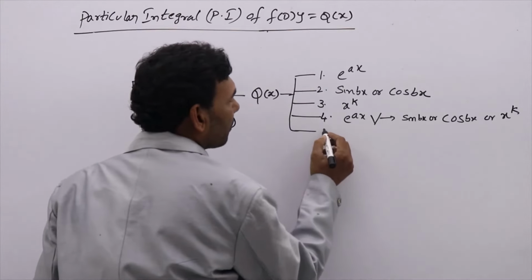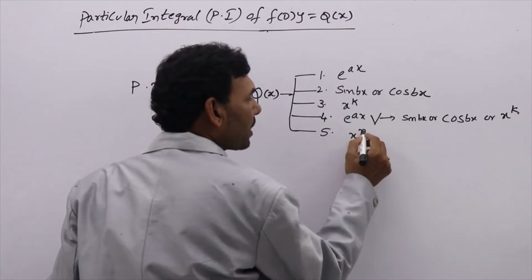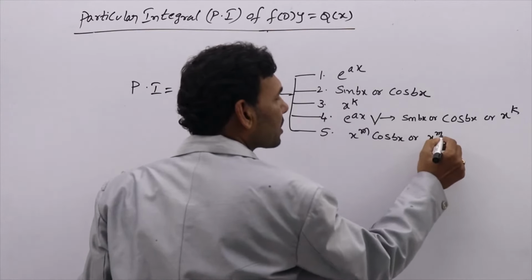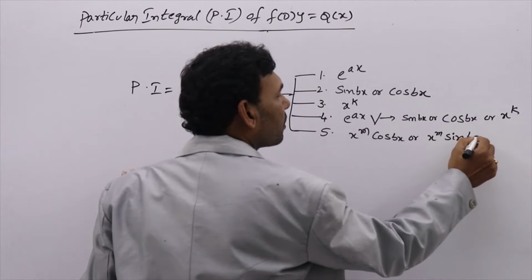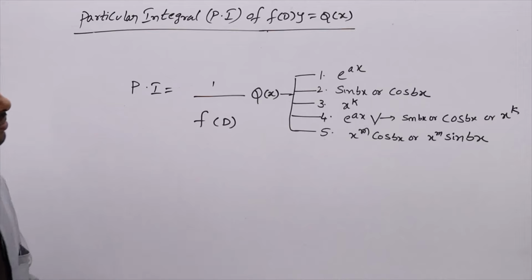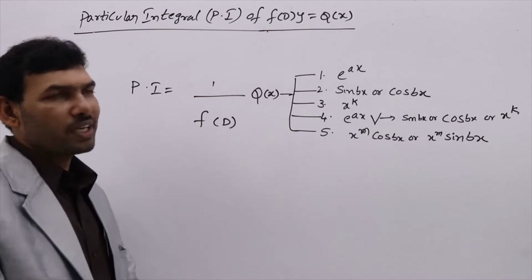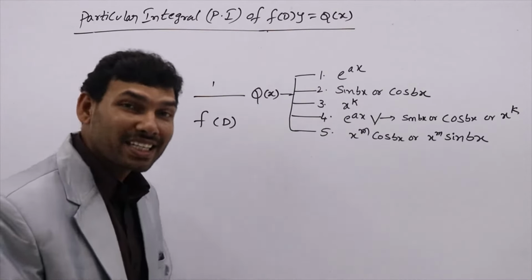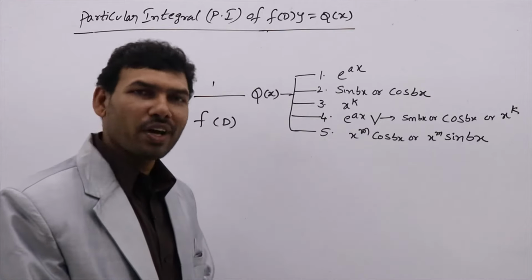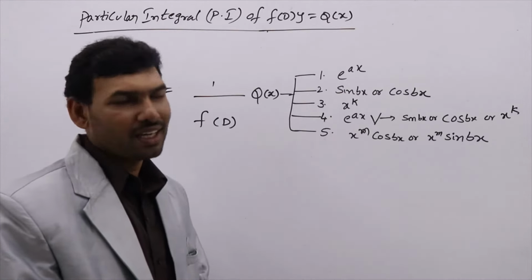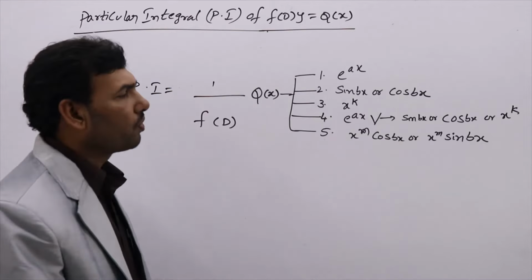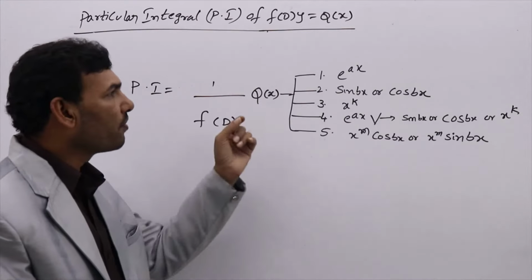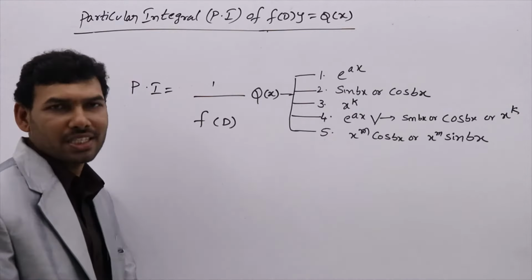The last one: x power m into cos bx or x power m into sin bx. That means you may have in the RHS x cos x, x sin x, x square cos 2x, x square cos 3x. We are going to discuss in detail what the PI is for every rule. These 5 rules we are going to discuss in detail.